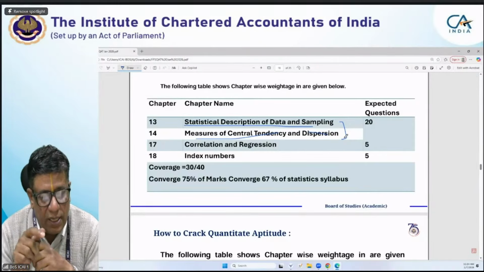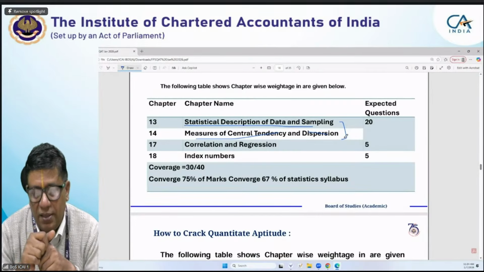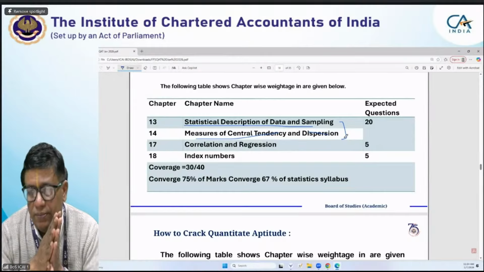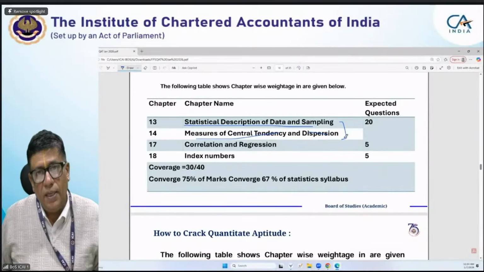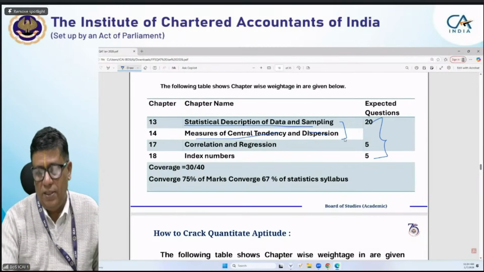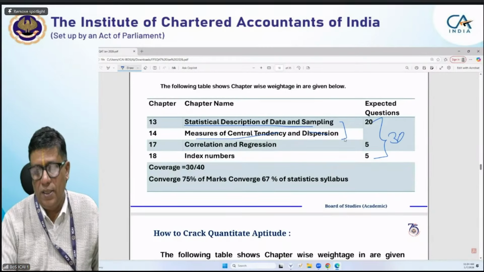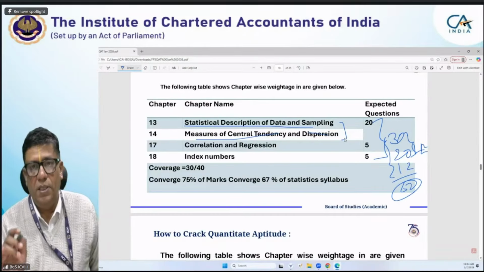This means from statistics, part 2 chapters, that is 13, 14. Apart from that, correlation, regression and index numbers. Correlation and regression are very easy to compute and easy to understand, and index numbers are also very easy. If you manage these chapters very well, that is 30 questions, LR 20 questions, and 12 to 14, that means almost 62 to 64 questions.